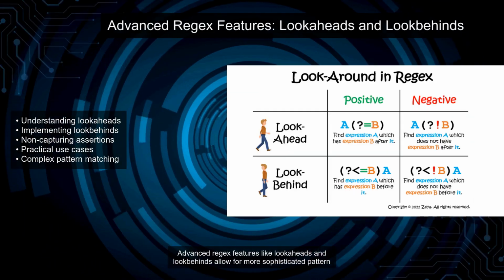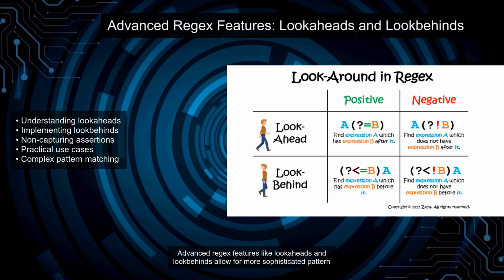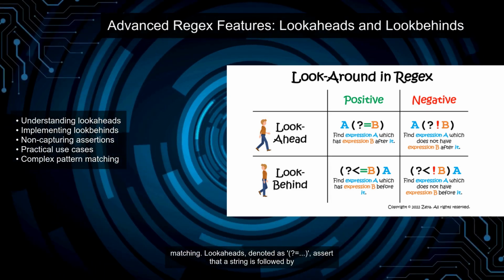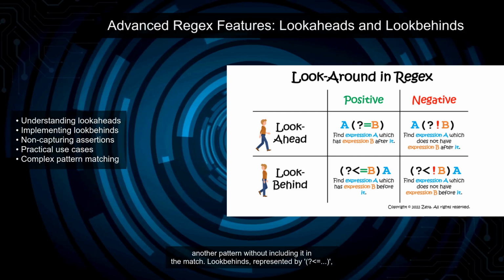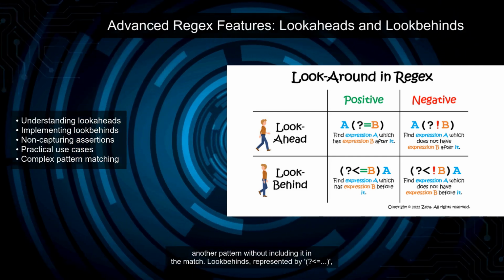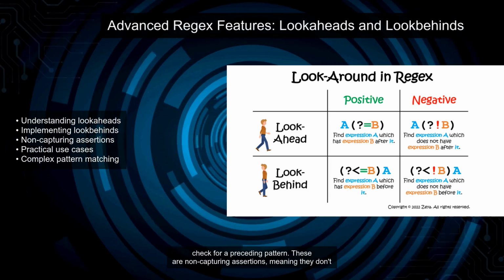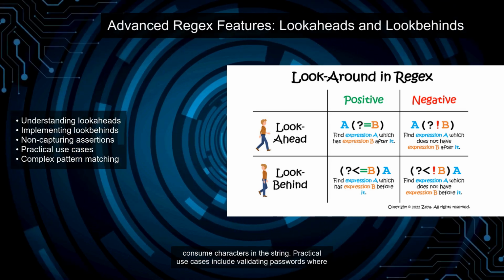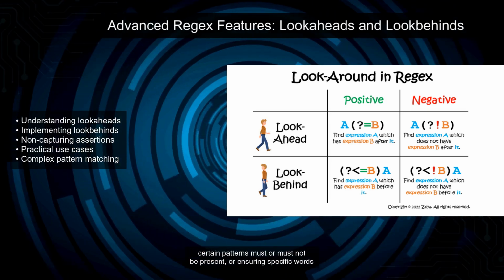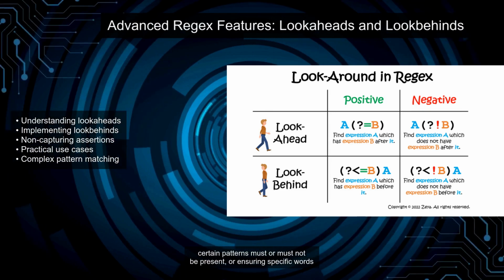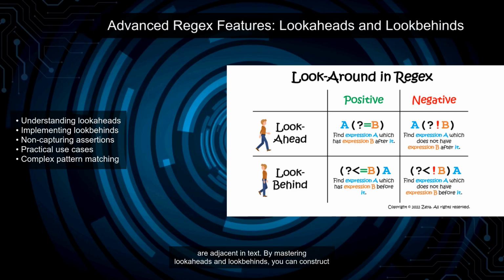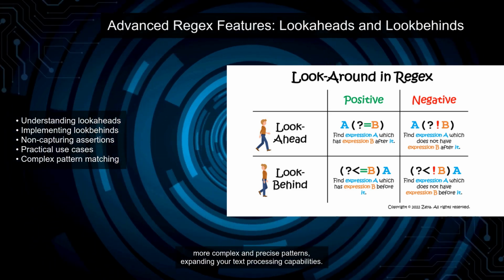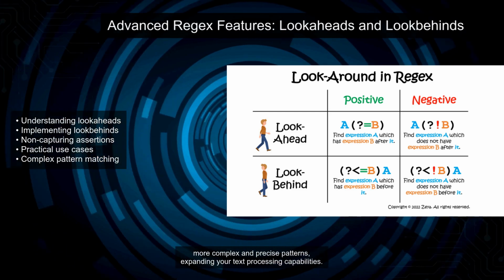Advanced regex features like lookaheads and look-behinds allow for more sophisticated pattern matching. Lookaheads, denoted as ?=, assert that a string is followed by another pattern without including it in the match. Look-behinds, represented by ?<=, check for a preceding pattern. These are non-capturing assertions, meaning they don't consume characters in the string. Practical use cases include validating passwords where certain patterns must or must not be present, or ensuring specific words are adjacent in text. By mastering lookaheads and look-behinds, you can construct more complex and precise patterns, expanding your text processing capabilities.